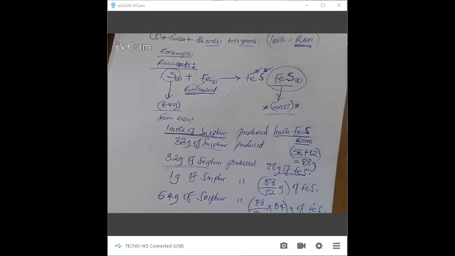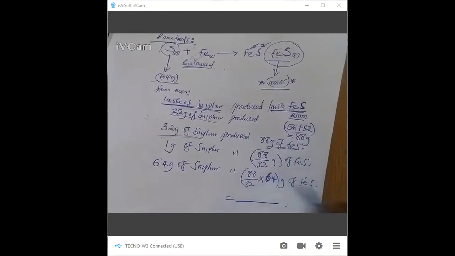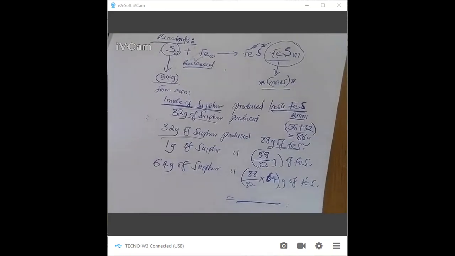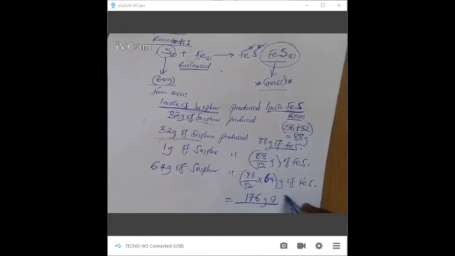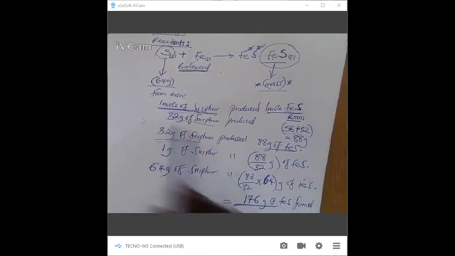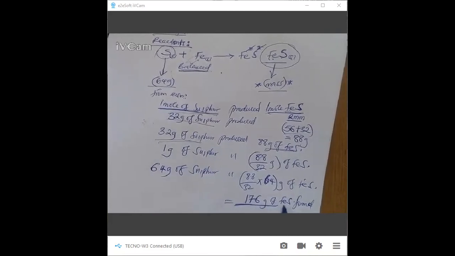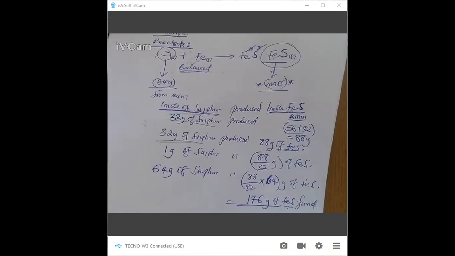What is the mass there? This is 64. 176 grams of iron sulfide formed. So 64 grams of sulfur produces 176 grams of iron sulfide. That is the relationship we have. Okay, if you have understood that, then example 2 is somewhere.